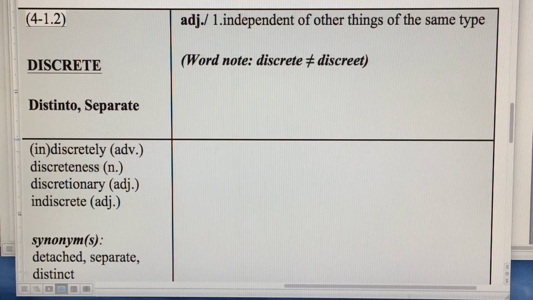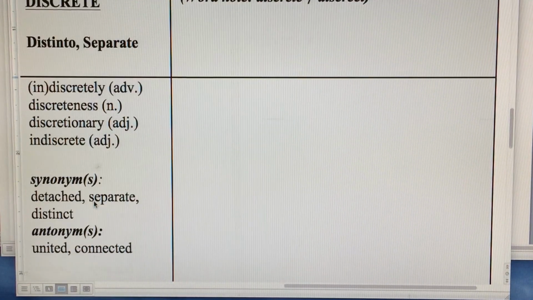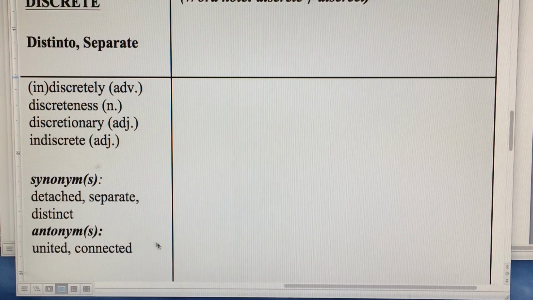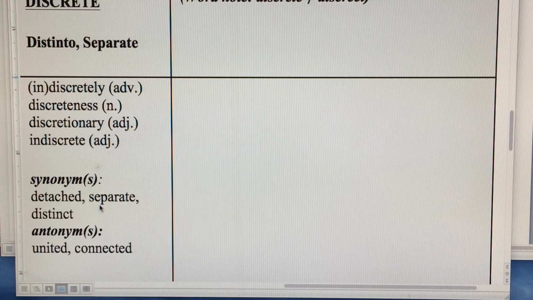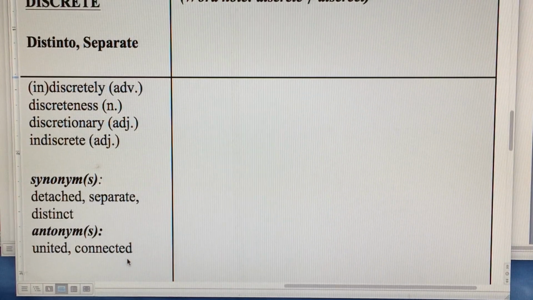You also have the opposite, as I said, indiscrete, which means unable to be separated. So discrete, things can be separated and kept independent. Indiscrete, things are massed together. Your synonyms are detached, separate, and distinct, which is again the distinto in Spanish. And I hope I'm pronouncing that correctly. Your antonyms are united and connected.